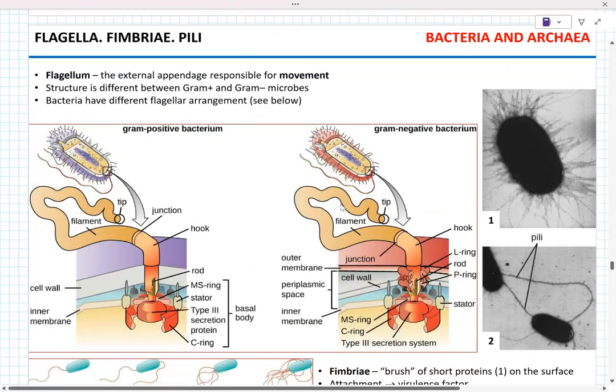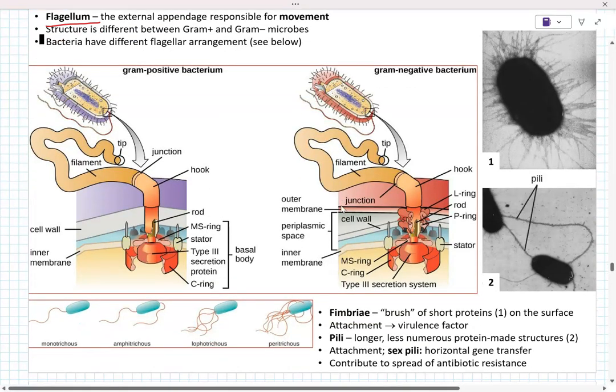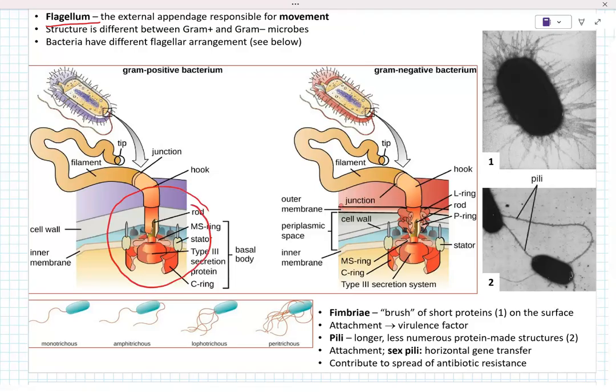Many bacteria can move, not all of them. They can do it using a flagellum. You don't need to know the exact details of the flagellar structure in a gram-positive versus gram-negative microorganism. You need to understand this, and it's very simple. The way a flagellum operates is basically you have a rod with a hook, and at the end you have the filament. And when the rod turns, the filament works as a propeller. That makes sense? That's it.